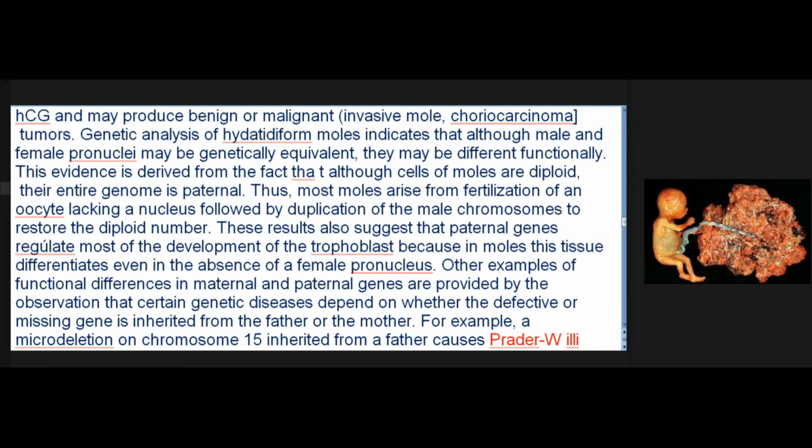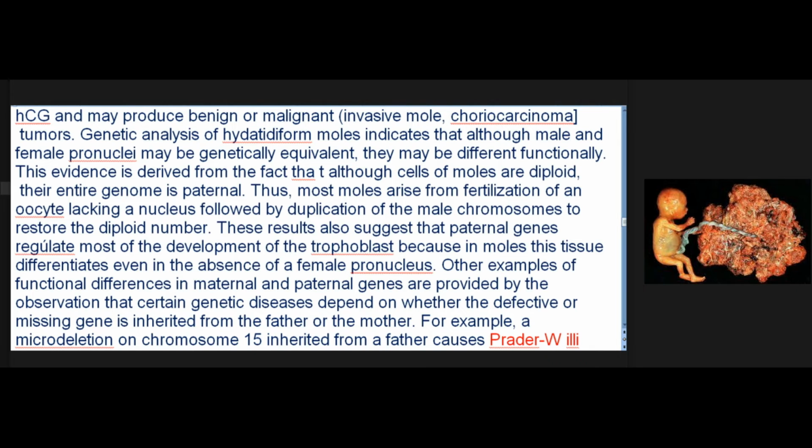Genetic analysis of hydatidiform moles indicates that although male and female pronuclei may be genetically equivalent, they may be different functionally. This evidence is derived from the fact that although cells of moles are diploid, their entire genome is paternal. Thus, most moles arise from fertilization of an oocyte lacking a nucleus followed by duplication of the male chromosomes to restore the diploid number. These results also suggest that paternal genes regulate most of the development of the trophoblast because in moles this tissue differentiates even in the absence of a female pronucleus.